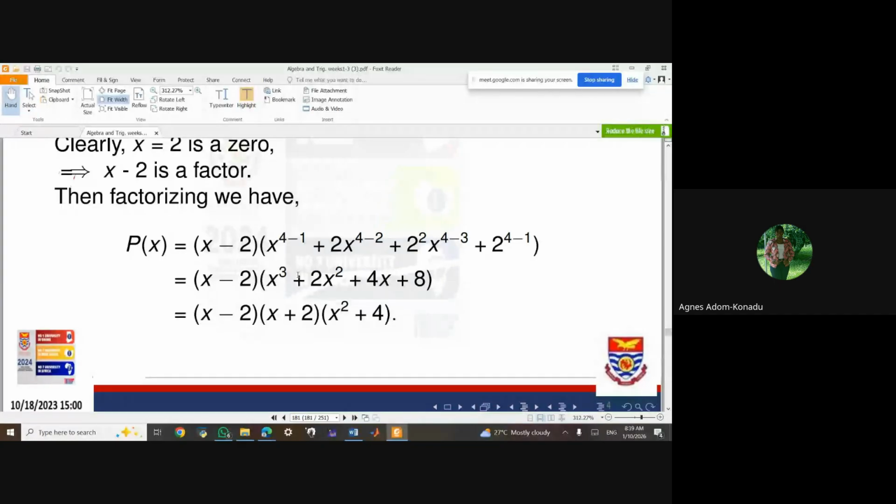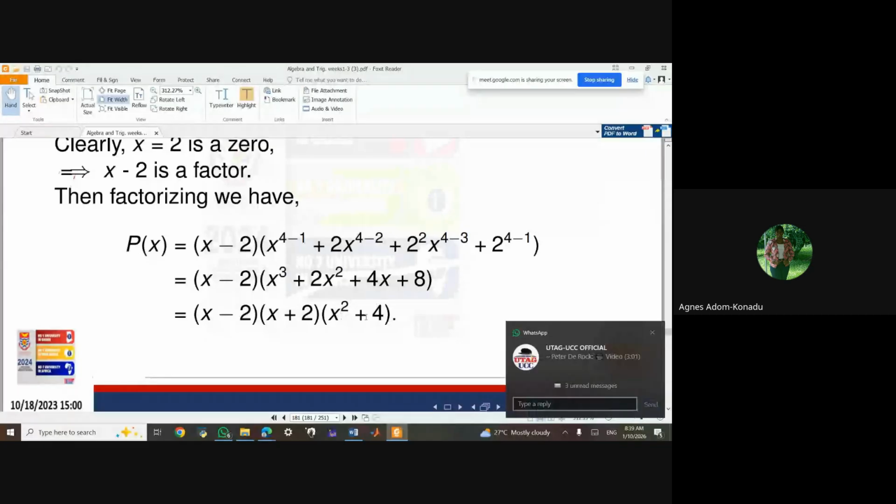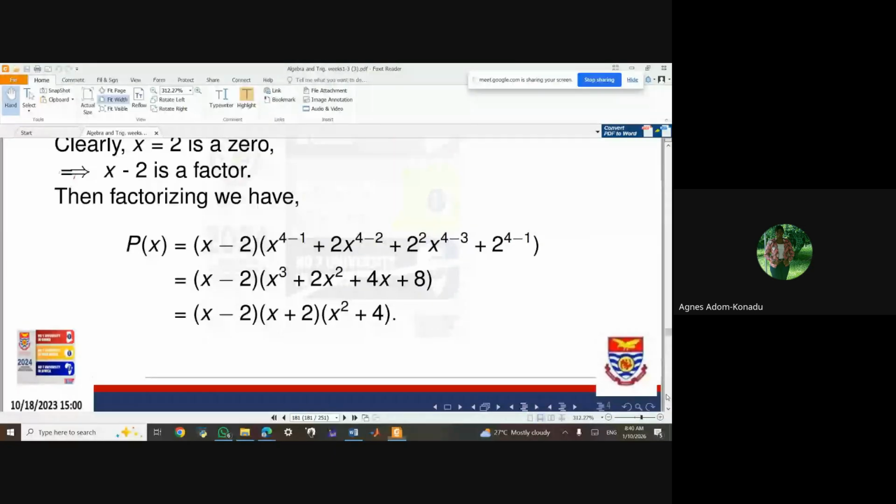When you use the factor theorem, you see that x plus 2 is a factor. Then when you use long division, you're going to get x plus 2, then x squared plus 4. X squared plus 4 is irreducible because when you find the discriminant, it is less than 0. So the function can be written as x minus 2, x plus 2, then x squared plus 4. You get x squared equal to minus 4, which gives imaginary roots.